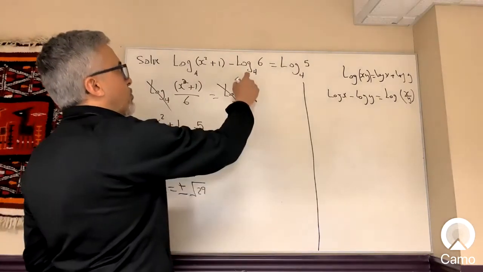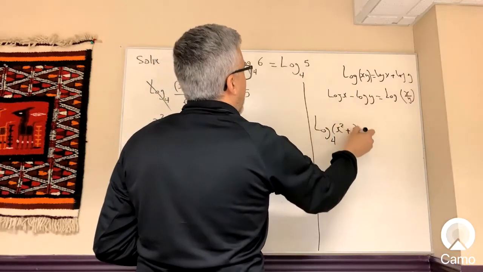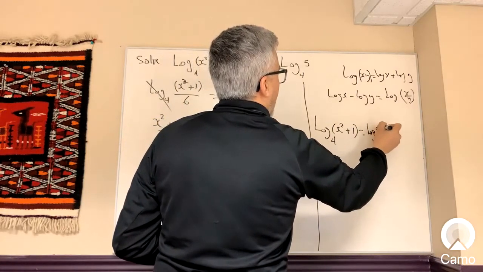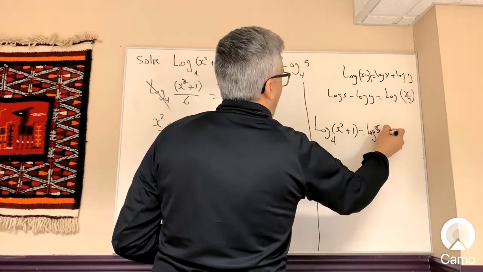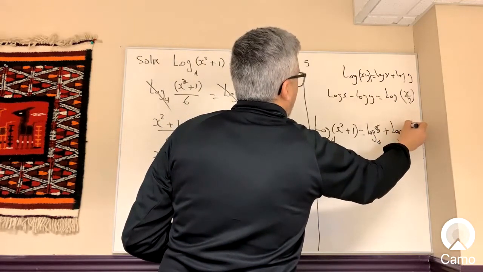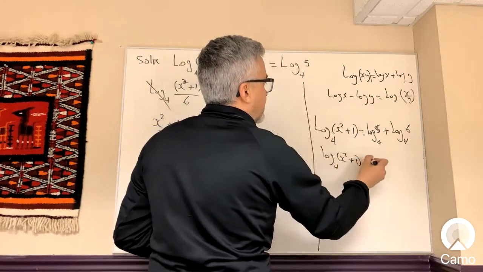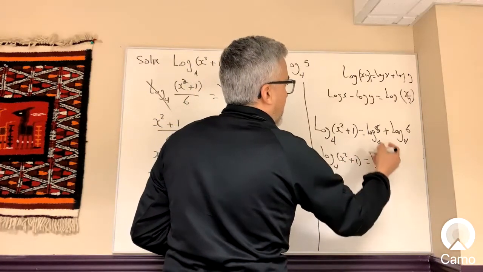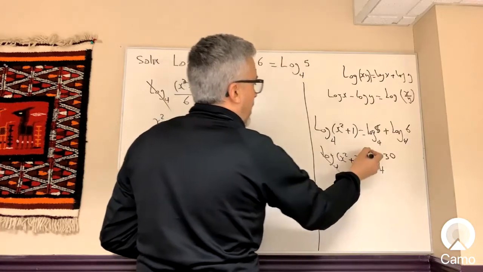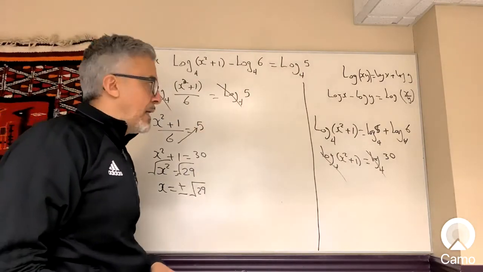Some students will maybe choose to move this to the other side. So they'll go log base 4 x squared plus 1 equals log base 4 5, sorry. And moving this to the other side becomes plus log base 4 6. So log base 4 x squared plus 1 equals log base 4, and when you're adding, you change it to multiplication, so you multiply the 5 and the 6, you get 30. Now at this stage, you cancel the logs, and it becomes x squared plus 1 equals 30, which is the same as we got here. So either way, both of them will get you the same answer.